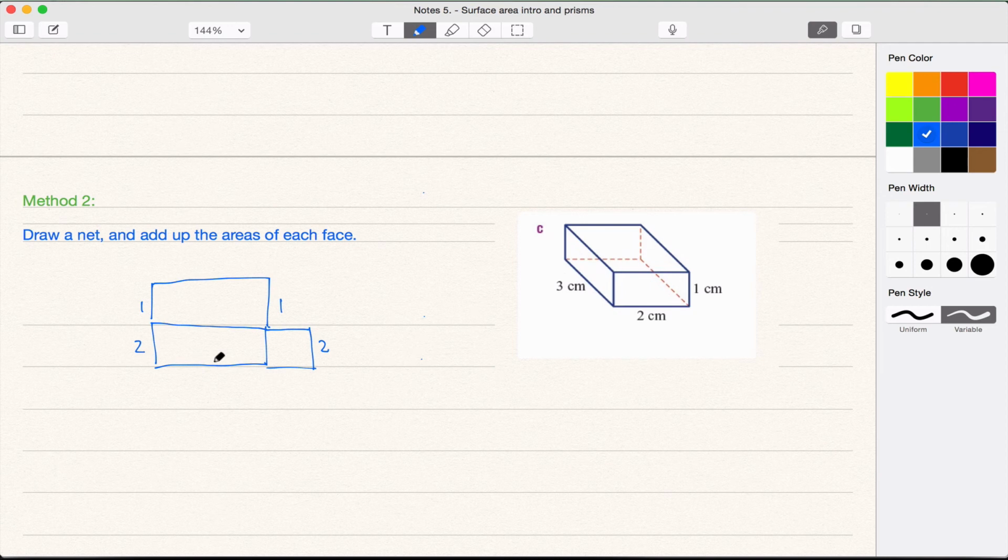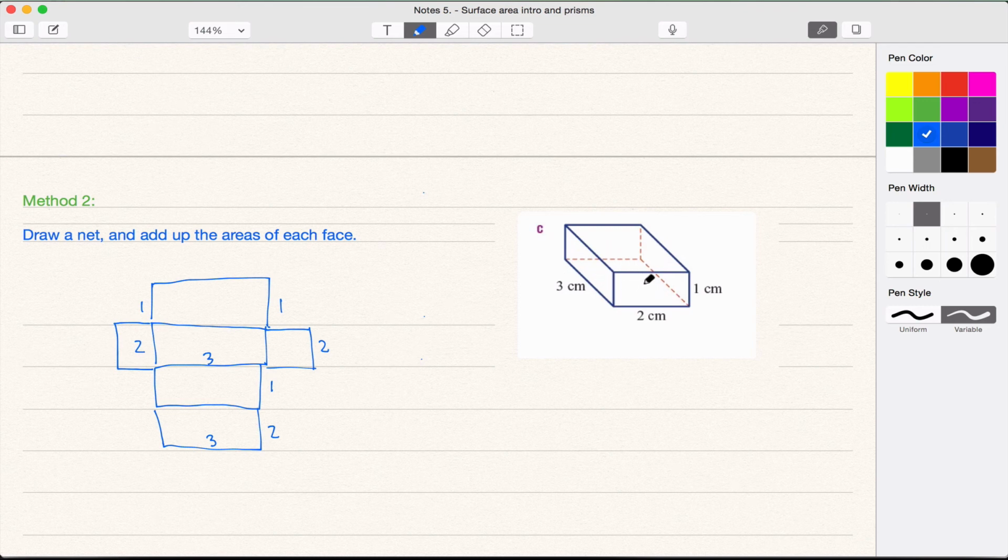This is a 2, 2, 3. There should be 4 rectangles. 3, 1, 2, 3, 4. And another little one. It looks like it's not a square really. This should look more like a rectangle. It doesn't matter as long as you've got the right measurements on there. So that's a 1. That's a 1. This is a 2, this is a 3.